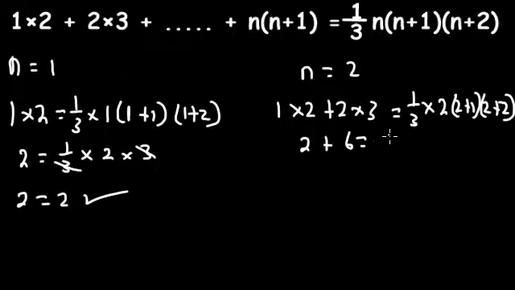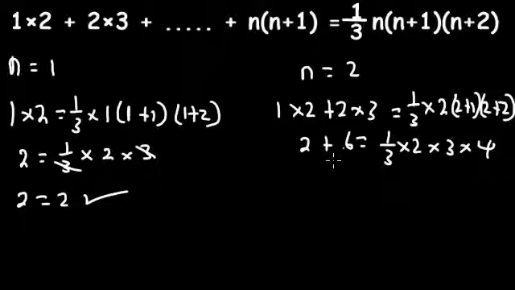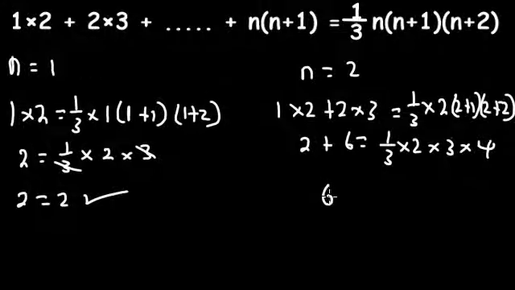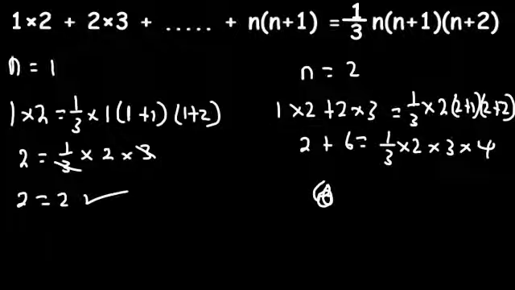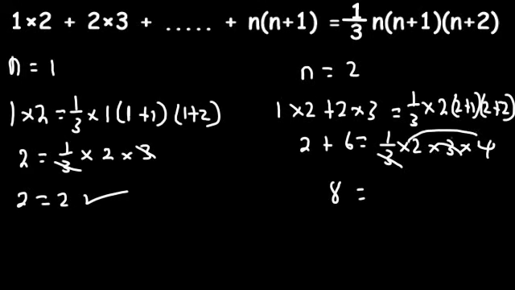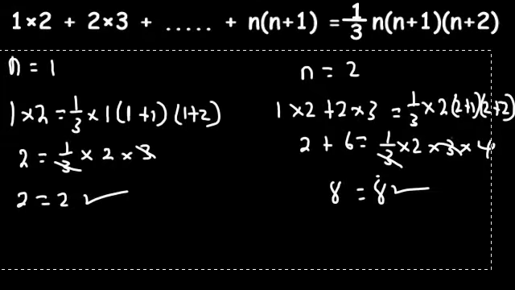And for the right hand side we have 1 over 3 times 2 plus 1 is 3 times 2 plus 2 is 4. So 2 plus 6 at the left hand side is 8. Okay, let me write it properly. 8 is equal to 3 times 2 times 4 over 3, and the product of 2 and 4 is also 8. So it means the second test also passed. So the first stage is done.